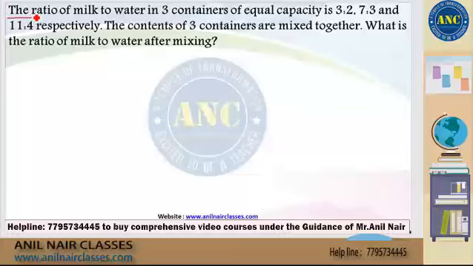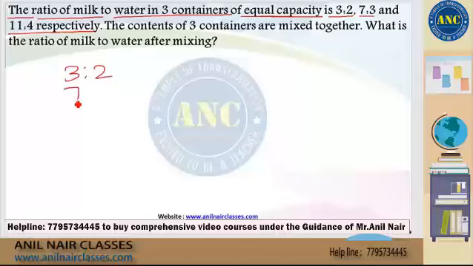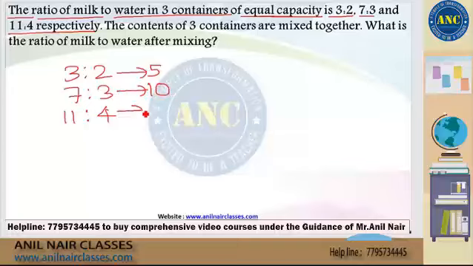The ratio. Now, in all the questions we have discussed till now, it was only of 2 containers or 2 vessels. Now we are taking a question where it is of 3 vessels. The ratio of milk to water in 3 containers of equal capacity. That means the capacity of all the 3 containers should be equal. So it is given as 3:2, 7:3 and 11:4 respectively. That means first container is 3:2, next is 7:3, next is 11:4. So 3 plus 2 is 5, 7 plus 3 is 10, 11 plus 4 is 15.